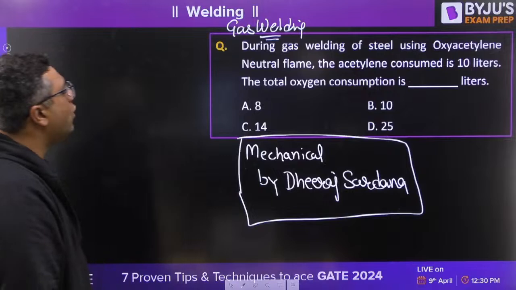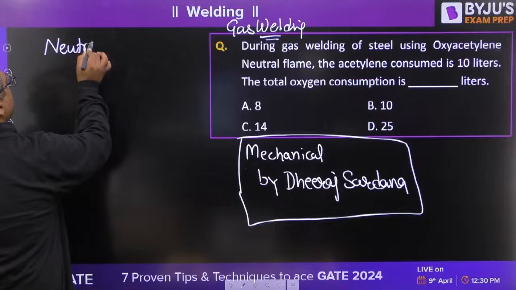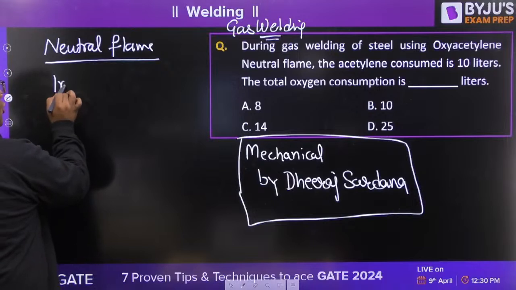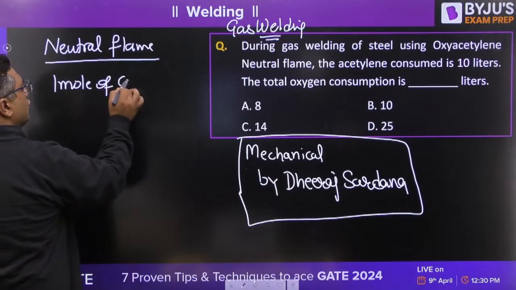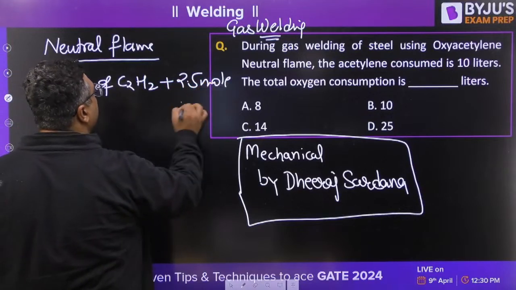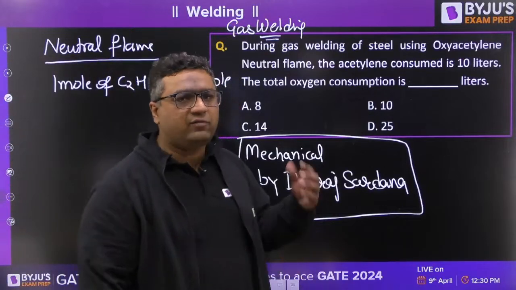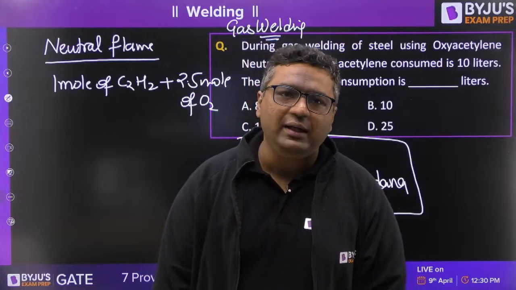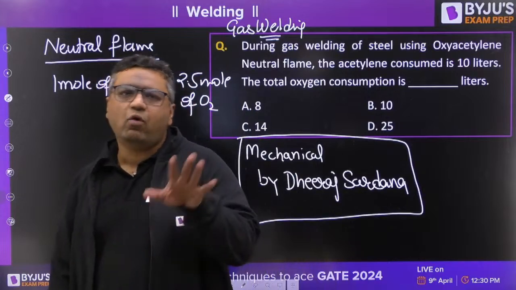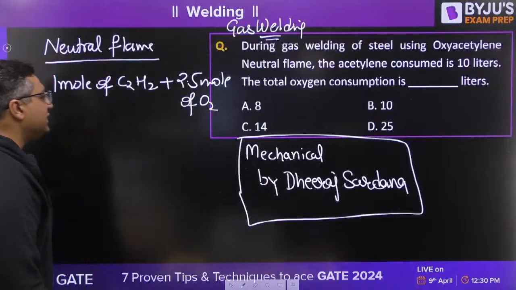During gas welding, oxy-acetylene neutral flame. There are 3 types of flame. One is neutral flame. For 1 mole of C2H2, complete combustion requires 2.5 mole of oxygen. But we will not be giving the complete oxygen, otherwise the flame will not be produced. In place of welding, combustion will happen and we will get the energy, like in an IC engine. We do not want a complete combustion, we want a flame to be produced. So we will always be providing less oxygen.